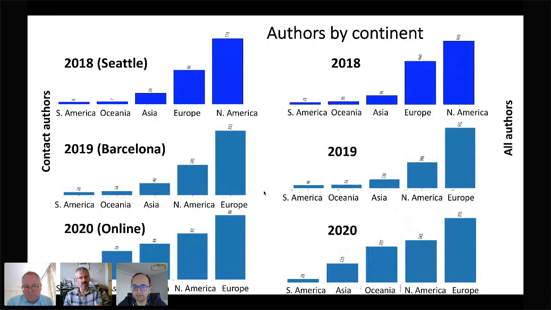So here are the last 3 meetings. We were in Seattle, we were in Barcelona, and now we were online, but planned for Australia. And you can see a similar trend that we always have. So if we go to North America, the North American papers are the most. So this is contact authors on the left, all authors on the right. And if you go to Europe, the Europeans are the most people involved.